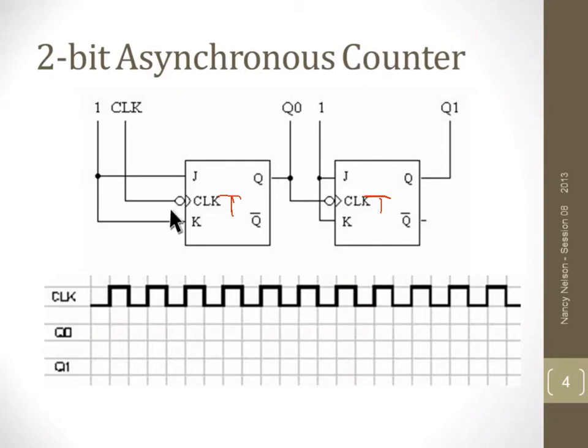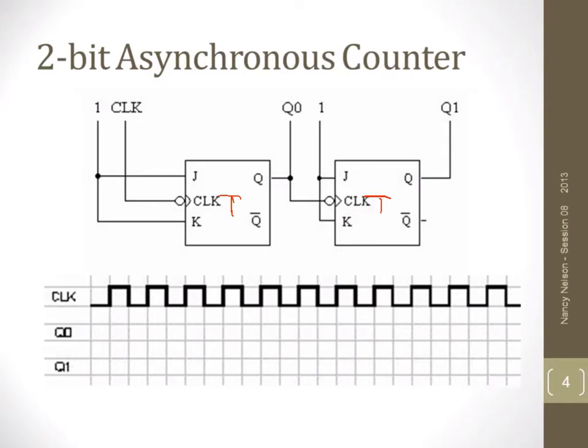So we can see here that it's a falling edge clock, and we can see our first flip-flop is connected to our clock signal that we have down here. But if we look at the second one, we can see that this clock is connected to the output of the first flip-flop. So no longer is it going to be controlled by this signal, but it's going to be controlled by the waveform that we see on Q0. So let's take a look at how that's going to work.